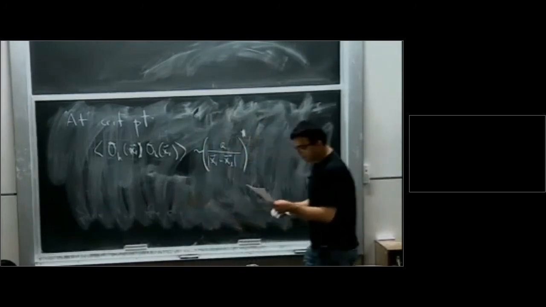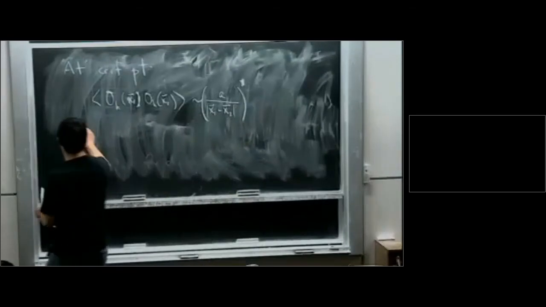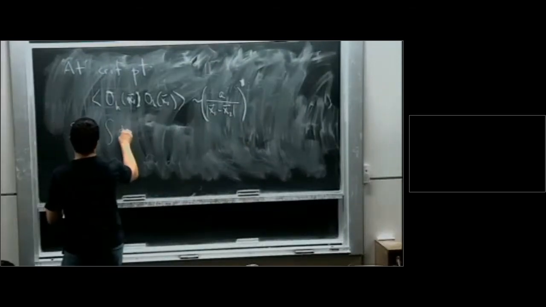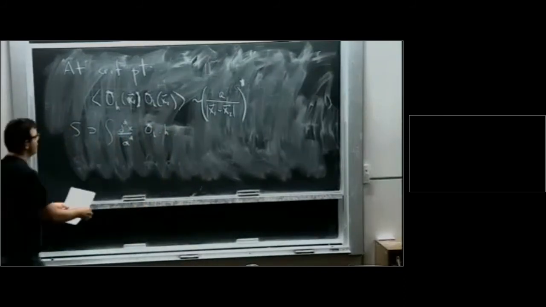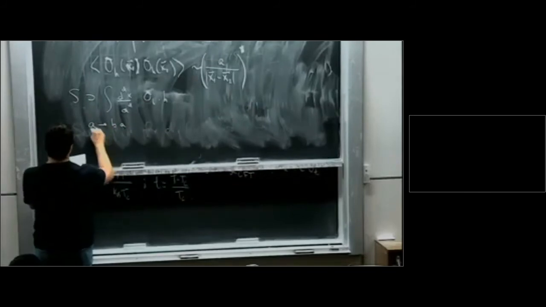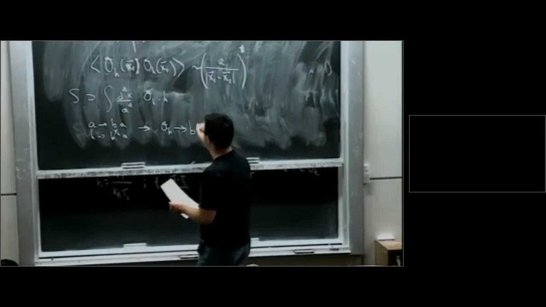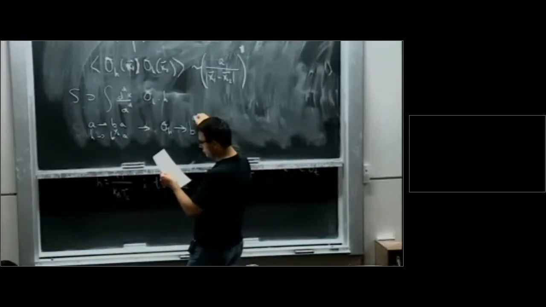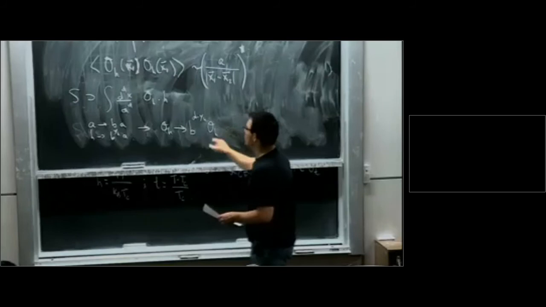And the question is, what is the power? Now, the action contains the integral d^d x over a to the d, to make it dimensionless, times O_H times h. Under the RG transformation, a goes to b times a, h goes to b to the y_h times h. So that implies that this dimensionless operator goes to b to the d minus y_h times O_H. It's such that the action stays invariant.